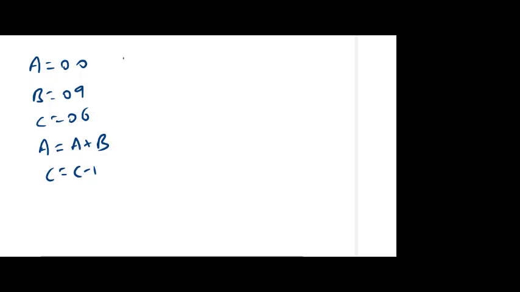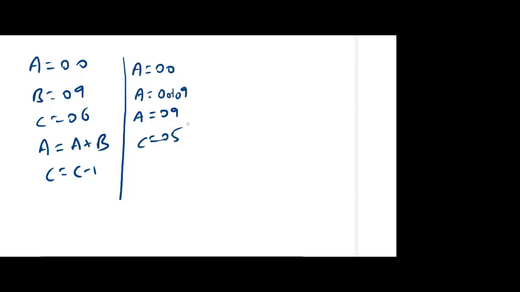Now how will this run? In the first pass, A is equal to 0 and B is 9. So A equals A plus B. A is 00 plus B is 09, so A becomes 09. And we will subtract 1 from C, so C becomes 05.